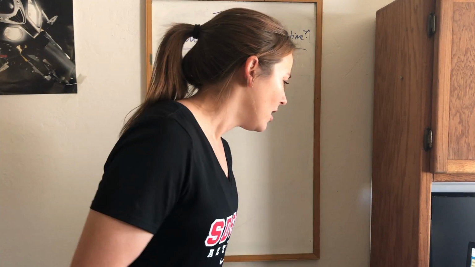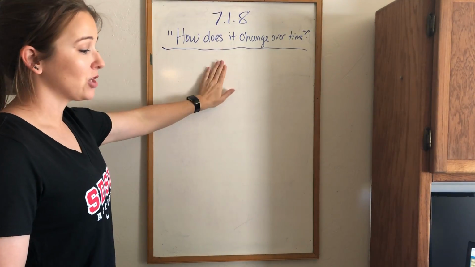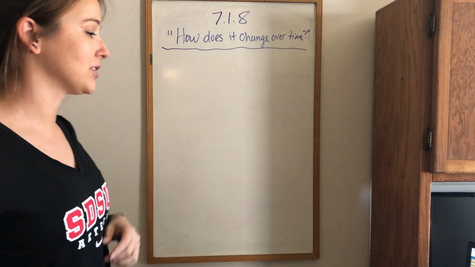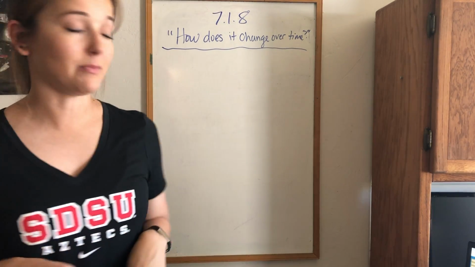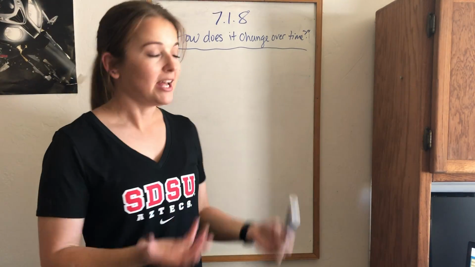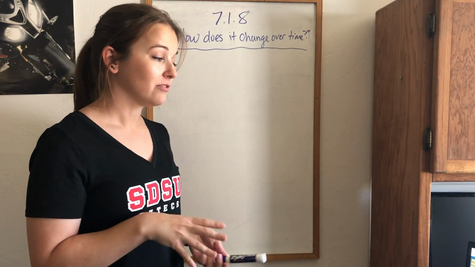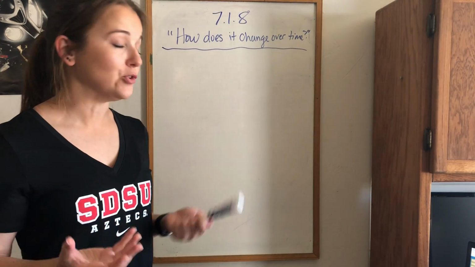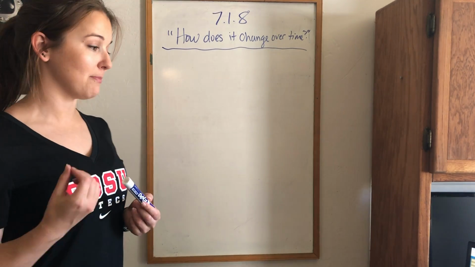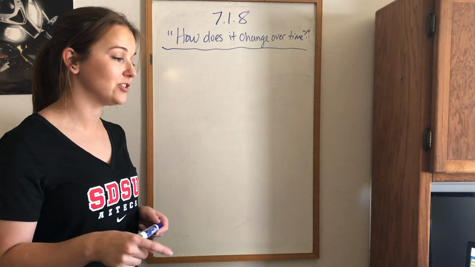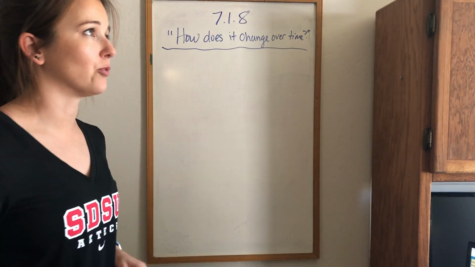Oh well. Alright, so we're doing 7.1.8. How does it change over time? Talking about interest. We're introducing the concept of interest, and that doesn't mean, hey, I'm interested in cats. It means when banks lend money, they charge interest, which is a fee for letting the borrower use the money. Interest is usually expressed as a percent of the amount borrowed and is added to the amount that the borrower owes. So it's on top of what they're already borrowing.